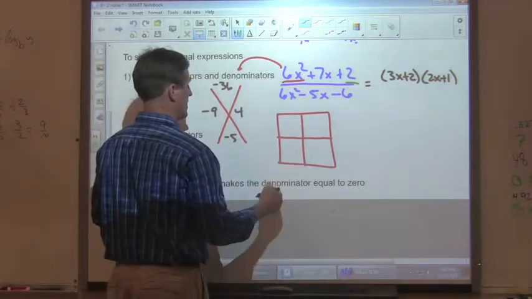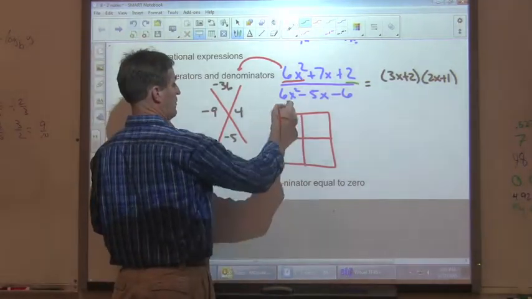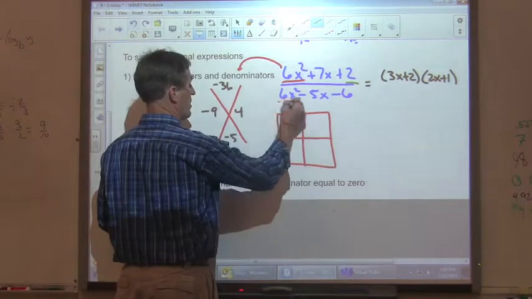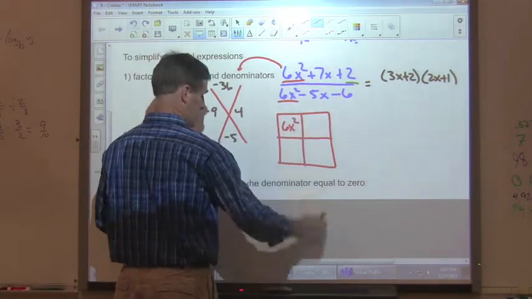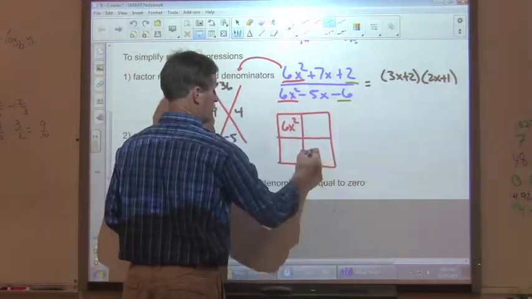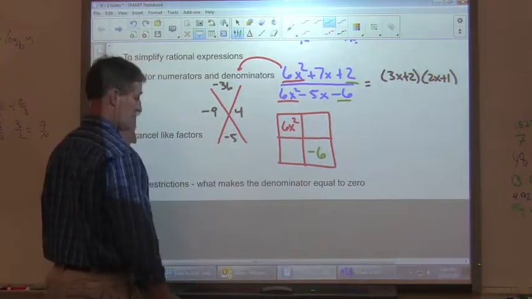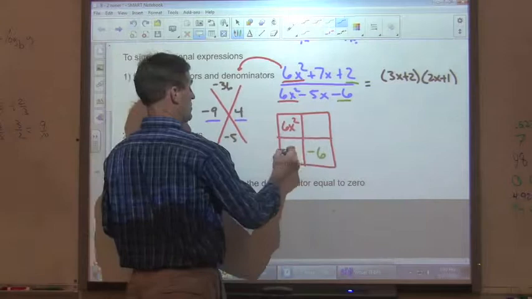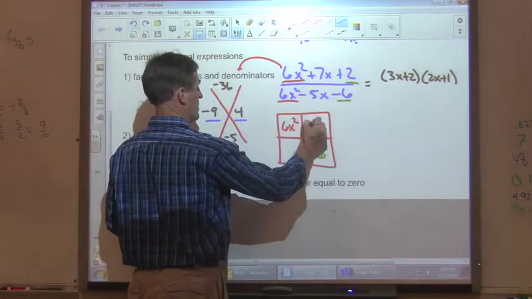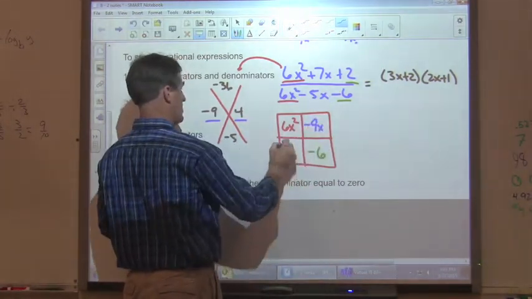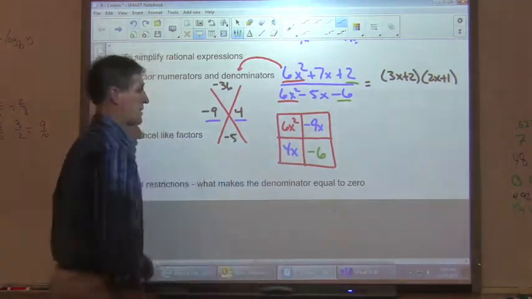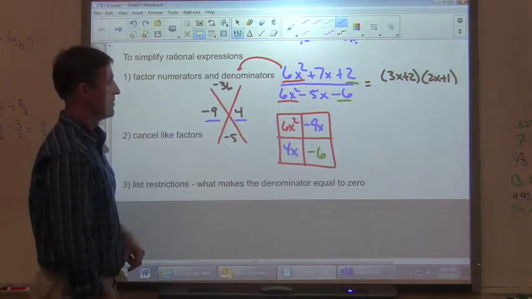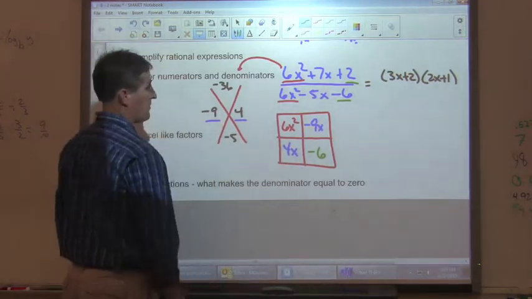Again, if we plug those in, our first box, the same way, 6x squared. Our last box, negative 6. And then our other two, again, it makes no difference. I'm going to go negative 9x and 4x, because remember you have to put the x's with those. So now we pull out the greatest common factor.